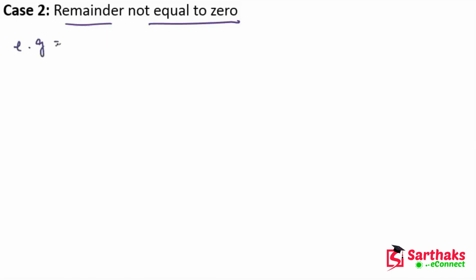For example, let's suppose we are taking 5 upon 13. Okay, we have to divide this. Now let's divide 5 by 13. Here again the dividend is less than the divisor, so we have to put the decimal point, so this will become 0.